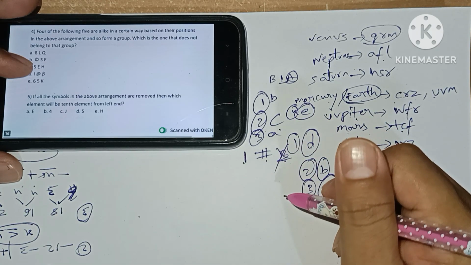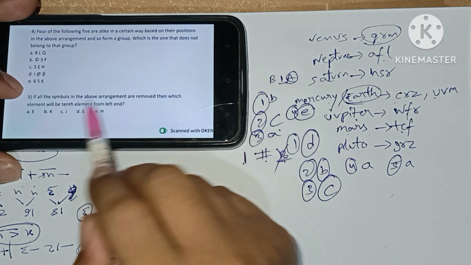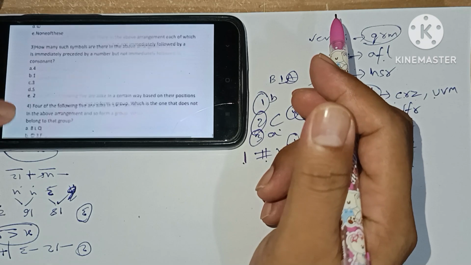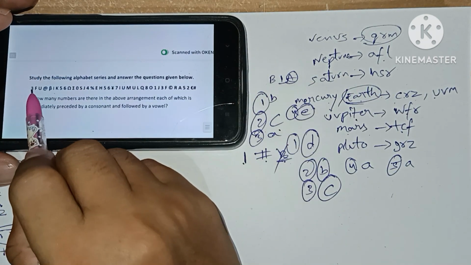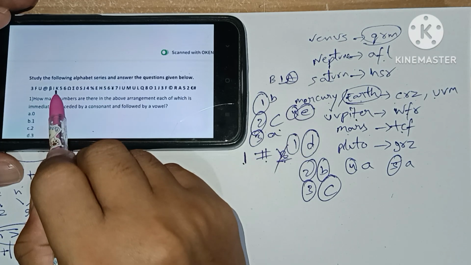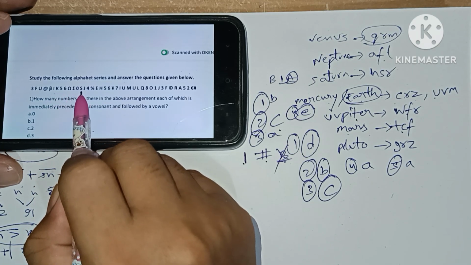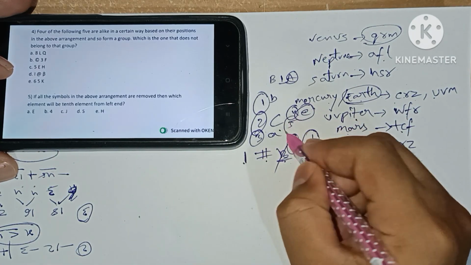Now we are going to see question number 5. If all the symbols in the above arrangement are removed, then which element will be the 10th from the left hand? Symbols removed and 10th from the left: 1 2 3 4 5 6 7 8 9 10. 10 is J. So the answer will be J. Option C is the answer for the fifth question.